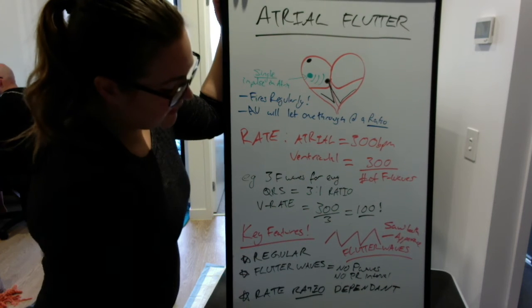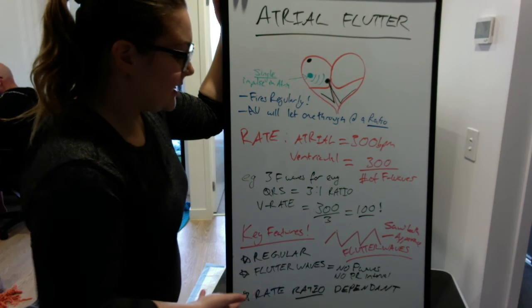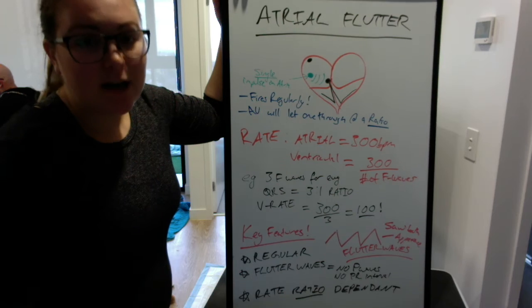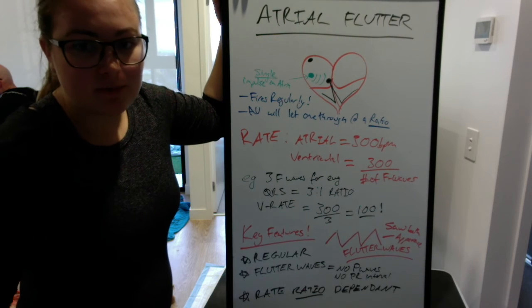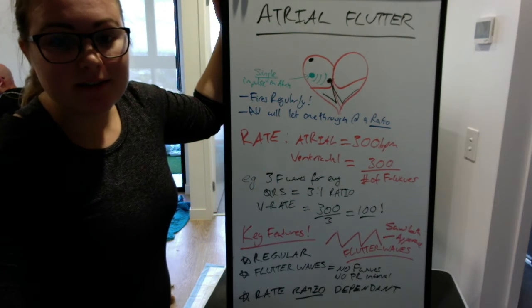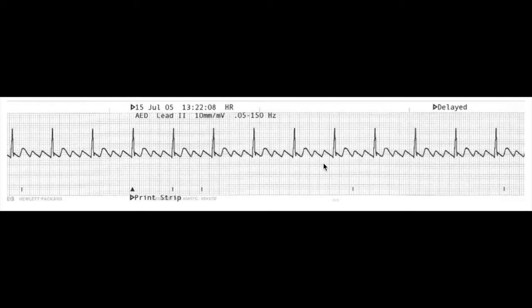And the other thing, like we discussed, is the rate is going to be ratio dependent, so we must determine how many flutter waves there are to every QRS complex and then do this rate calculation for the ventricular rate. Interpret this rhythm strip here.